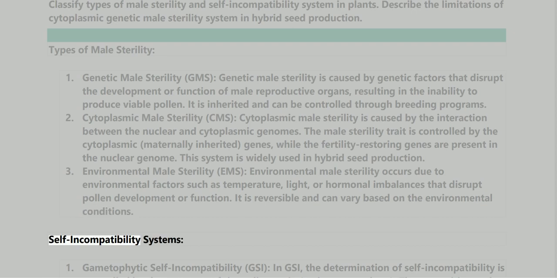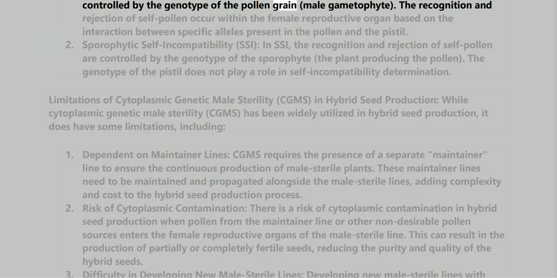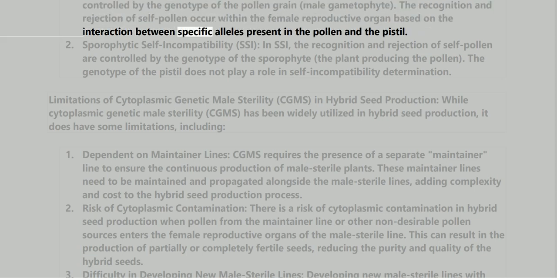Self-incompatibility systems. 1. Gametophytic self-incompatibility, GSI. In GSI, the determination of self-incompatibility is controlled by the genotype of the pollen grain, the male gametophyte. The recognition and rejection of self-pollen occur within the female reproductive organ based on the interaction between specific alleles present in the pollen and the pistil.